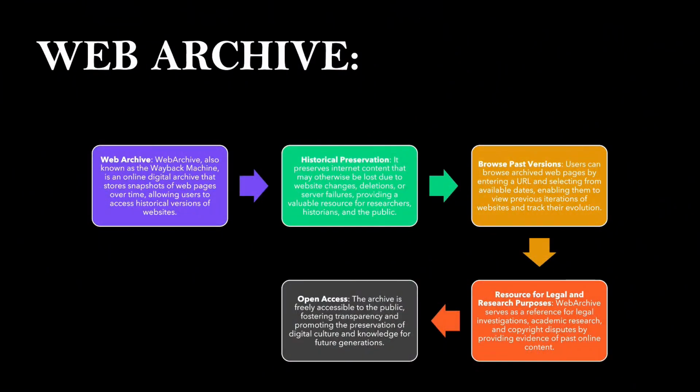Web archive, also known as the Wayback Machine, is an online digital archive that stores snapshots of web pages over time, allowing users to access historical versions of websites. Historical preservation: it preserves internet content that may otherwise be lost due to website changes, deletion, or server failures.